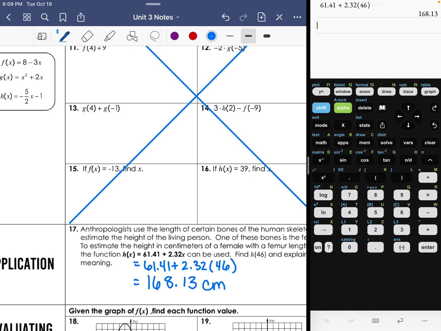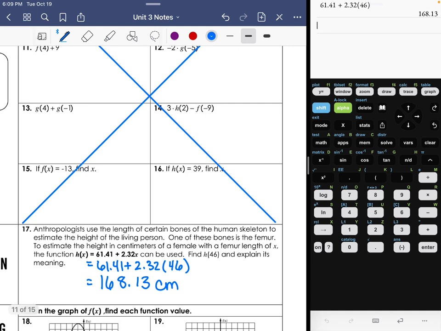And so I'm going to put centimeters on here, and then I'm going to write over here to the side that 46 centimeter femur, except I'm going to spell femur wrong, equals 168.13 centimeter tall female. Is it female? Yeah.